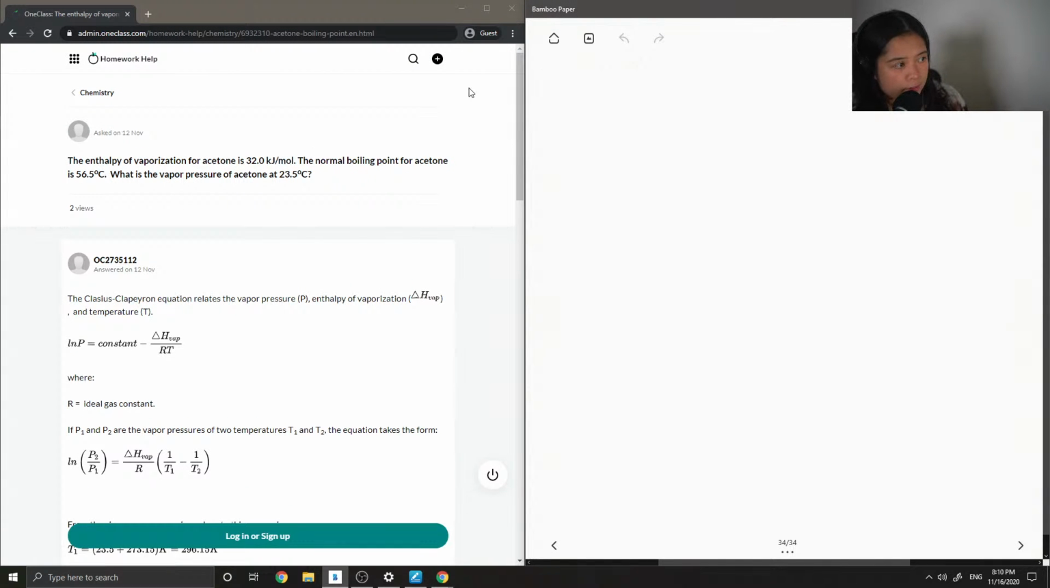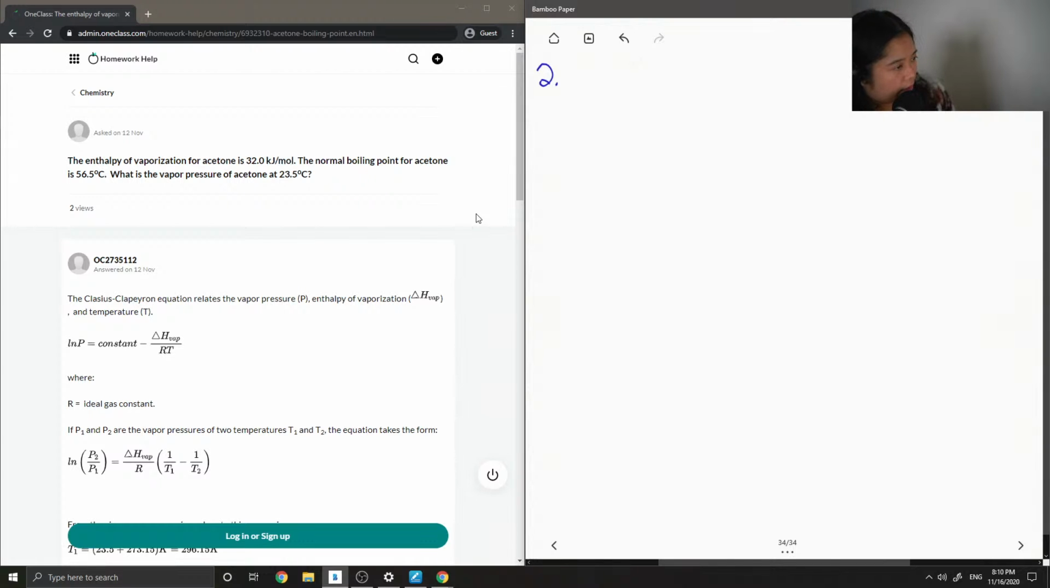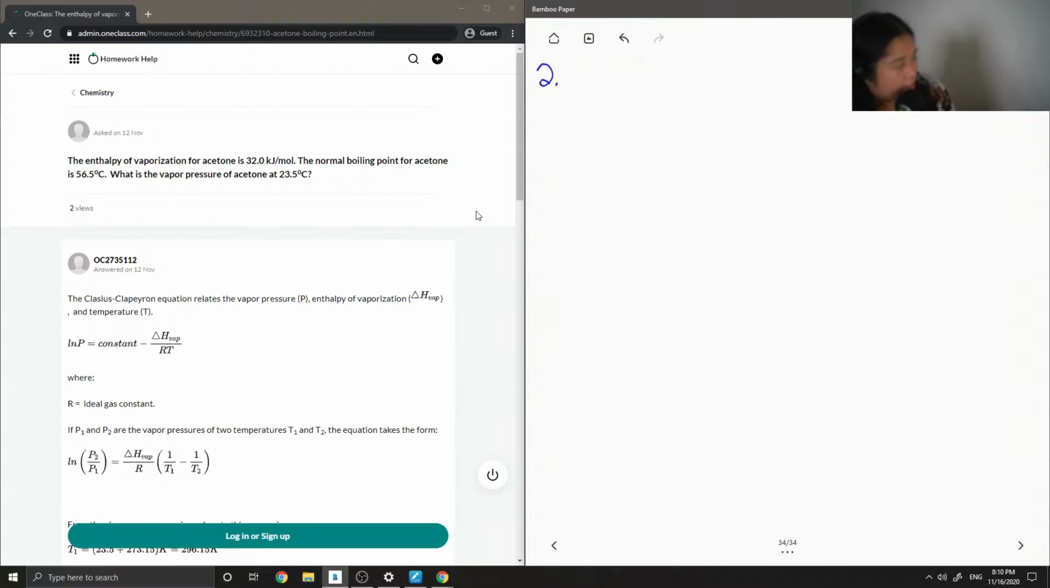Okay, moving on to question 2. The enthalpy of vaporization for acetone is 32 kilojoules per mole. The normal boiling point for acetone is 56.5 degrees Celsius. What is the vapor pressure of acetone at 23.5 degrees Celsius?